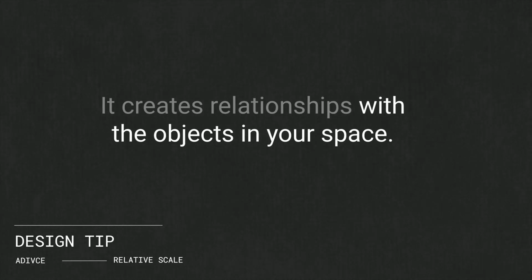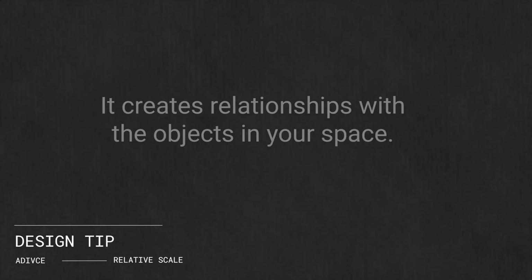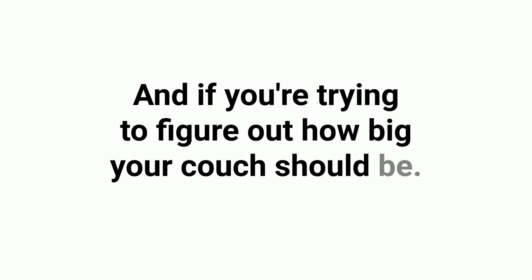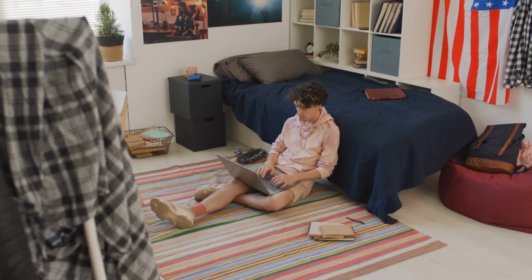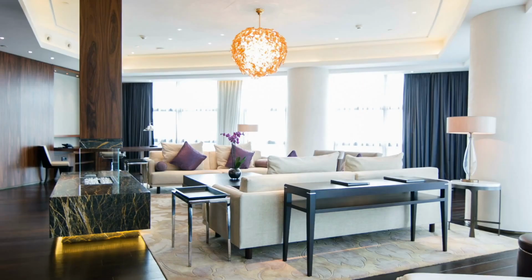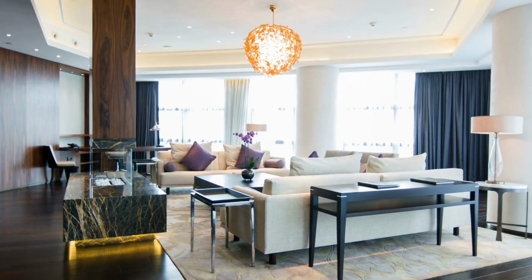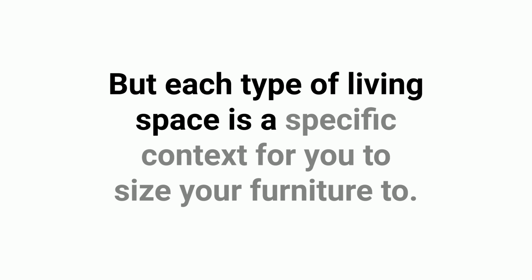Understanding and effectively using relative scale is crucial for your own space. It creates relationships with the objects in your space, and if you're trying to figure out how big your couch should be, think about things like context. What type of space do you have? Dorm, studio, bedroom, home? Well, maybe not in this economy. But each type of living space is a specific context for you to size your furniture to.